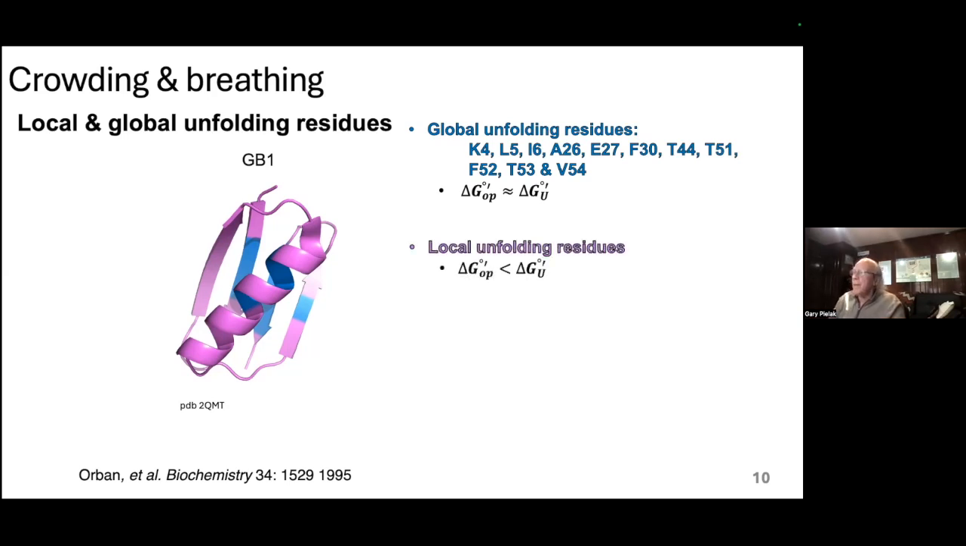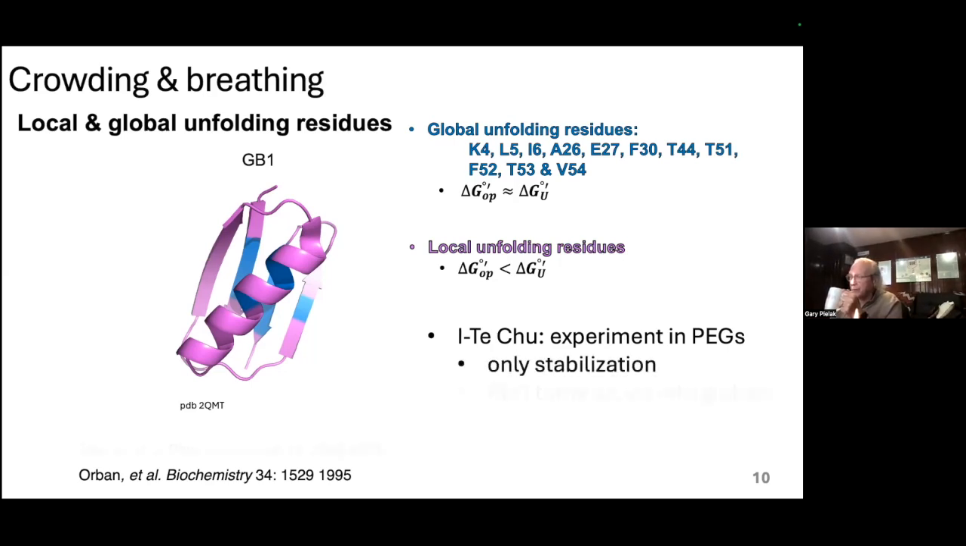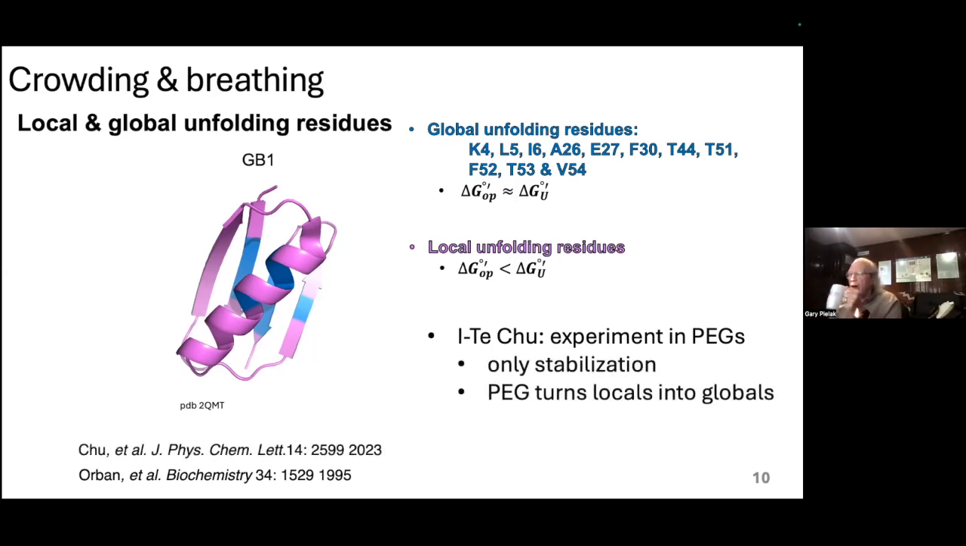Then we have all these pink residues. They're locally unfolding residues, and that means that these are breathing motions. So in these, the opening free energy is less than the global unfolding free energy. One of my graduate students, Ida Chu, did this experiment in polyethylene glycols, which are stabilizing, and she showed that actually what we do is we stabilize the entire protein. And we also found that what happens in polyethylene glycol crowders is that this turns the local unfolders into global unfolders. So the protein quits breathing and only has the choice to either unfold or not unfold.